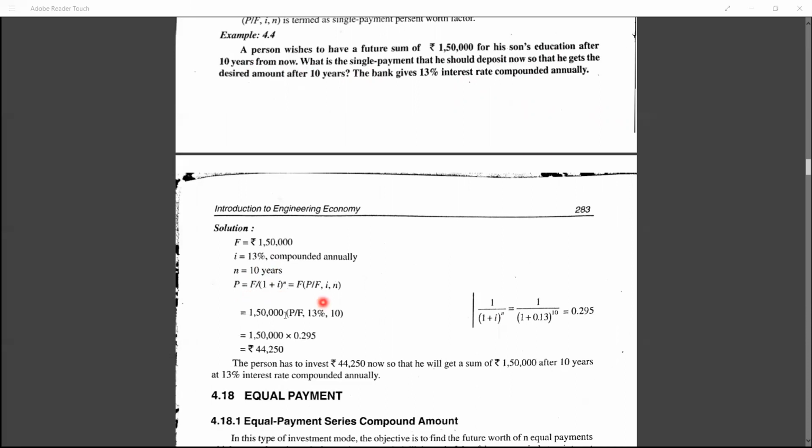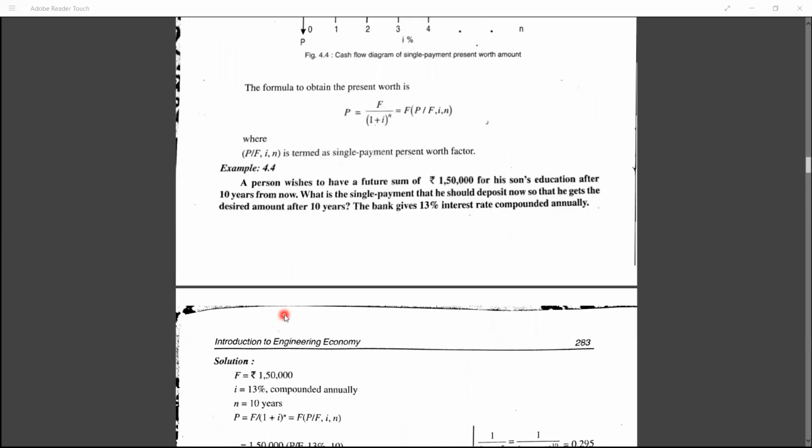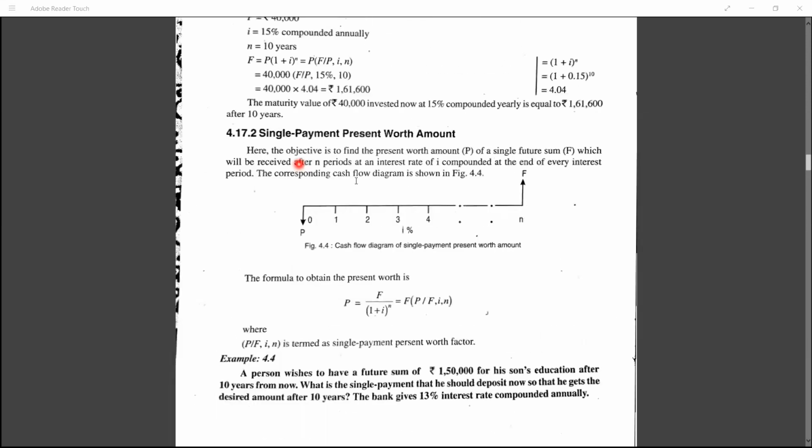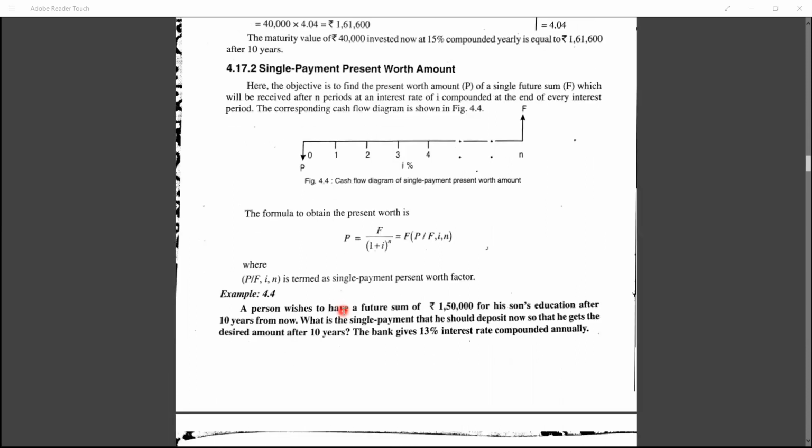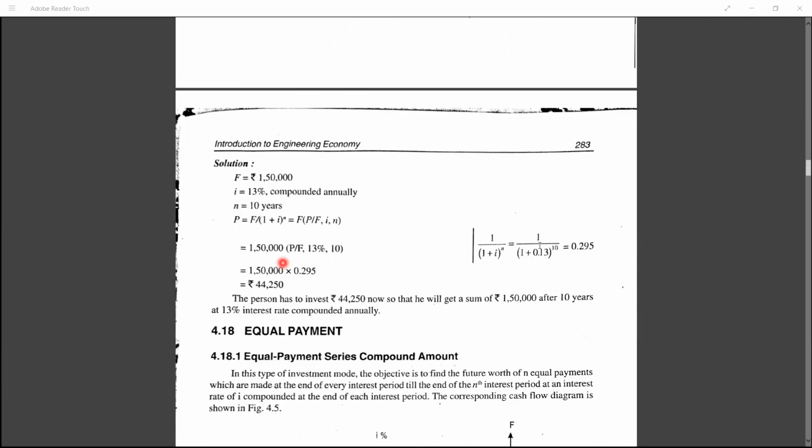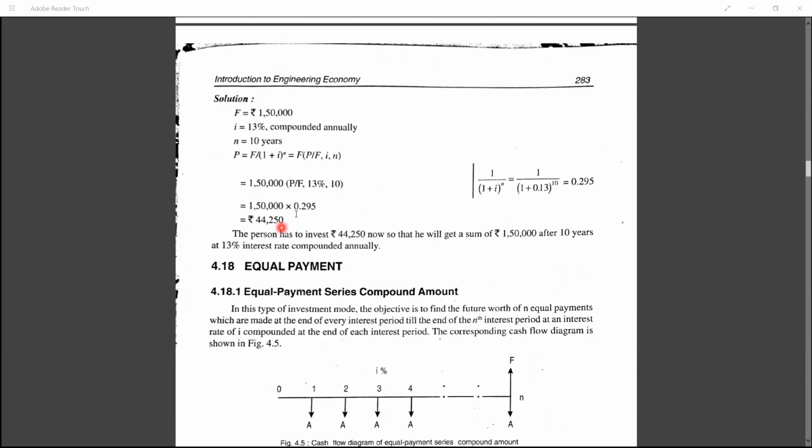See here, the single payment value is changed. How to understand this problem as single payment or compound payment means? Just tabulate the values here. 1 by (1 plus 0.13) raised to 10. So 1,50,000 into 0.295 is 44,250 rupees.